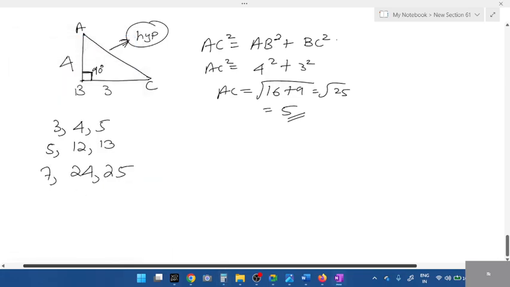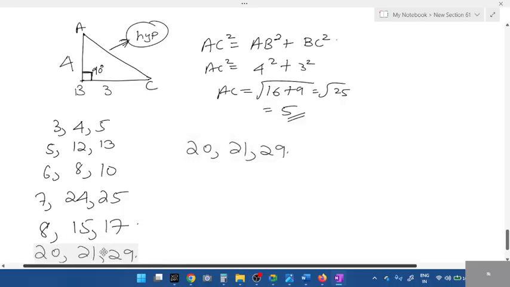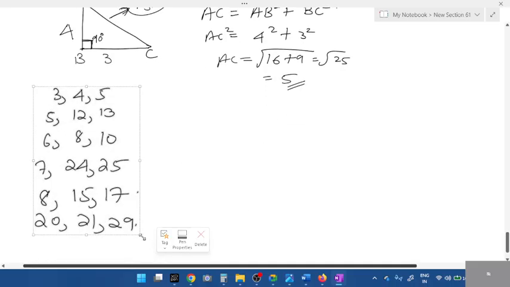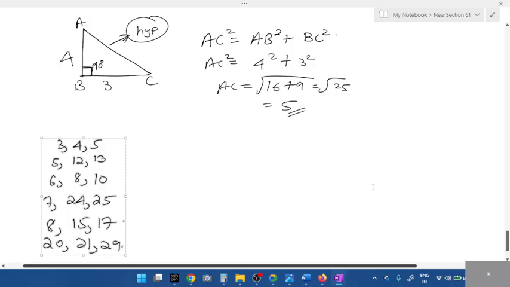Correct. 7, 24, 25. What about 8, students? 8, 15 and 17. Did I give anything else? I had given for 11, right? 6, 20, 21, 29. These are the triplets you have to remember. If you apply Pythagoras theorem, these are the values you get. Most used triplets. Make a note or just go through this.